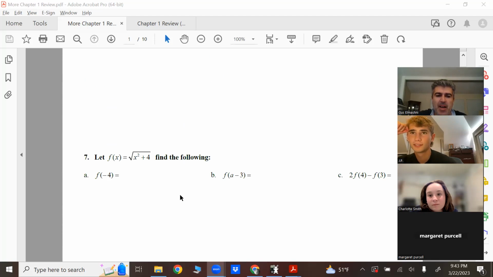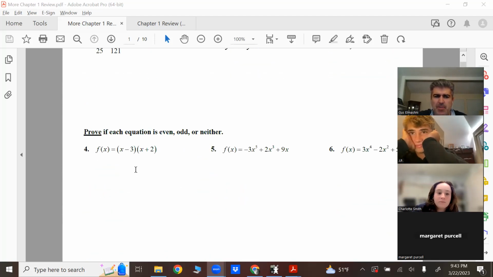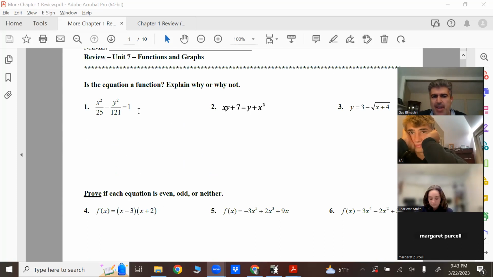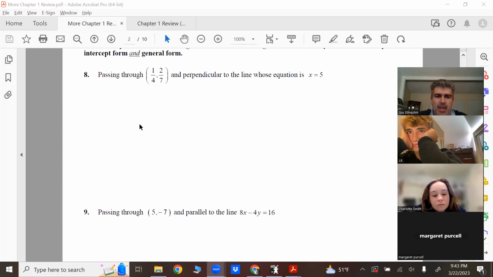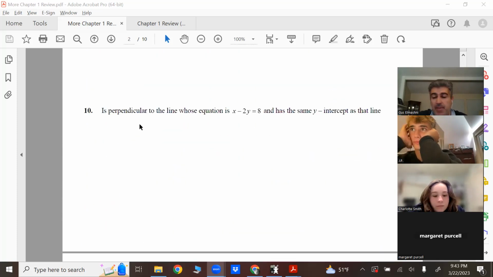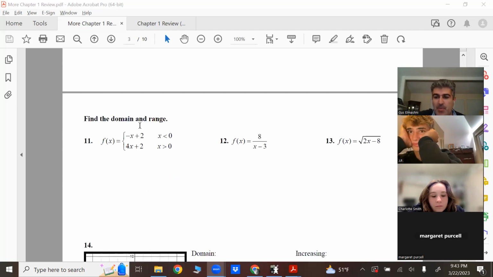Sure. Yeah, I mean, obviously, seven's easy. It's plugging into a function. We did odd even stuff. I'm not going to ask whether sum is a function or not, so don't worry about that. So don't worry about 1, 2, 3. Again, more writing of lines. You guys are fine. I don't have an answer key for this one, but you can work on it now and ask if you got the right answer or not.